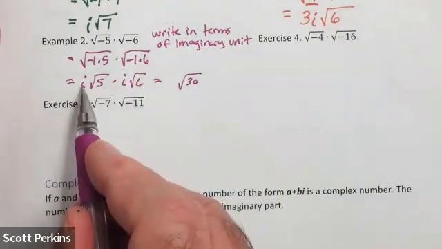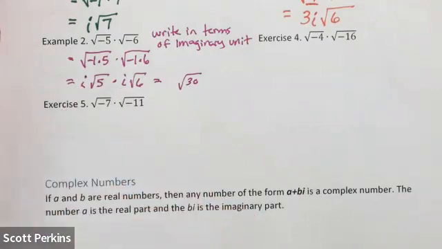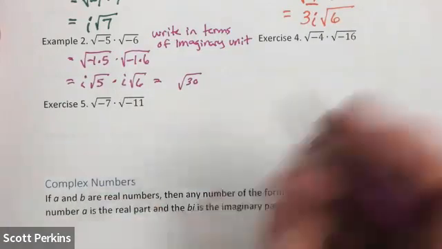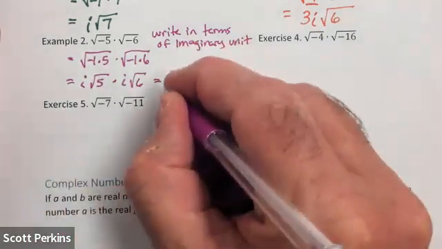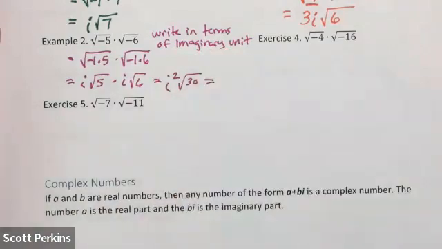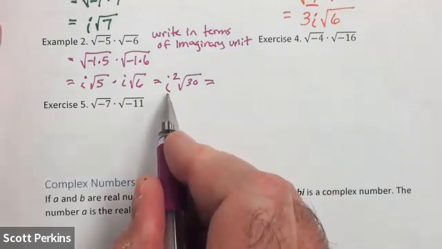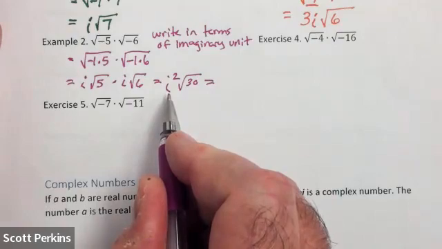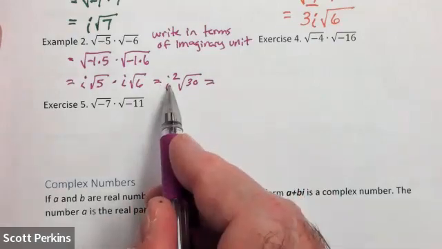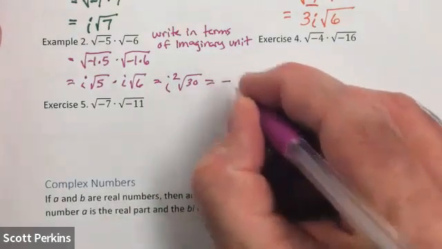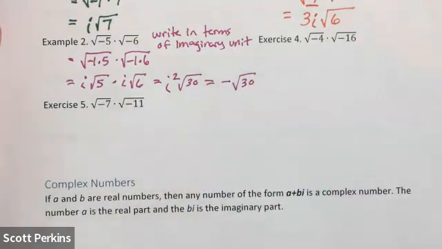What do you think i times i is? How do you write that? Perfect. If it was x times x, it would be x squared. i times i is i squared. Now here's my question. According to the definition that you see a little bit up the page, what is i squared equal to? It's equal to negative 1. So this is negative 1 times the square root of 30, or just negative square root of 30.